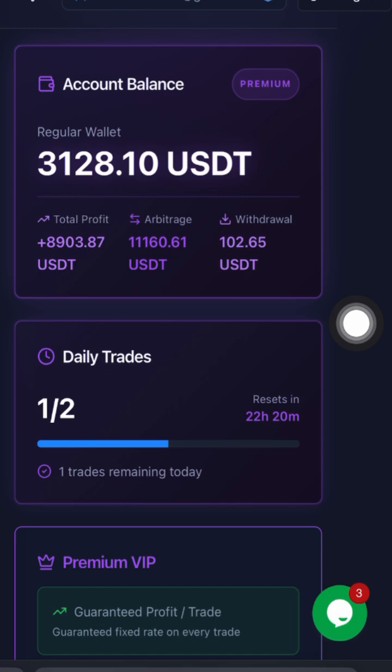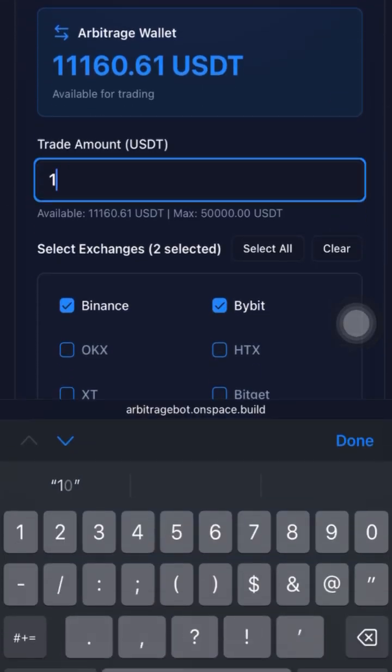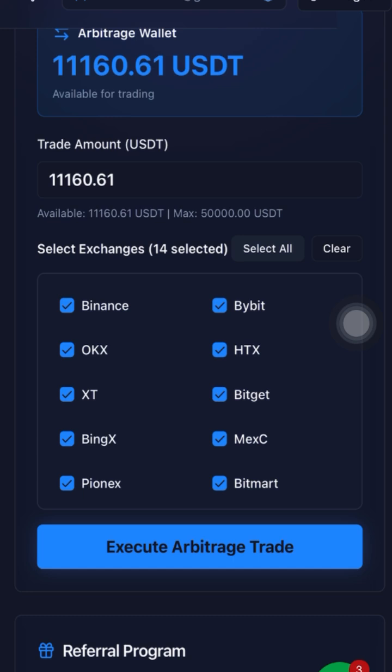If I want to initiate another trade again, I will enter the amount again, select all, and execute the trade. Just simple like that.